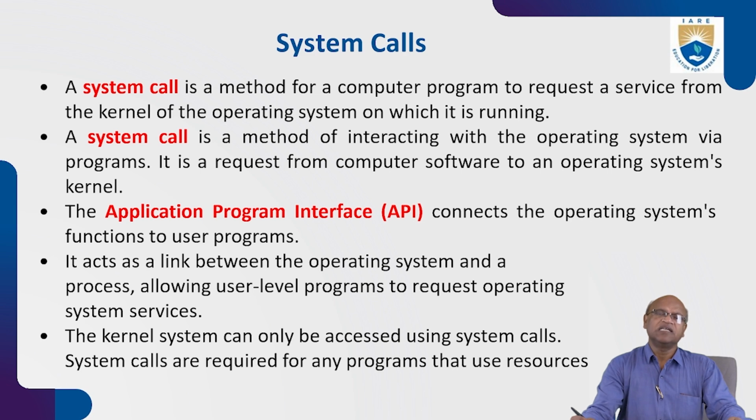So how it will invoke from some read system call from the OS that is in the kernel, and that read system call will read the file from the hard disk line by line, and it brings it to RAM, and then what is available in the RAM is visible to the user. That's what a system call does. The kernel can only be accessed using system calls. System calls are required for any program that uses resources. So that is what a system call really does.